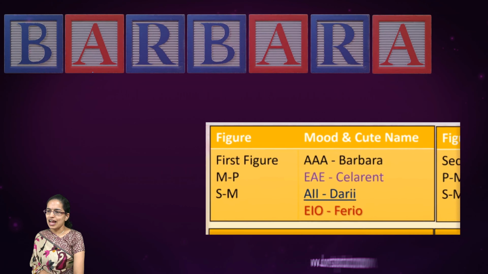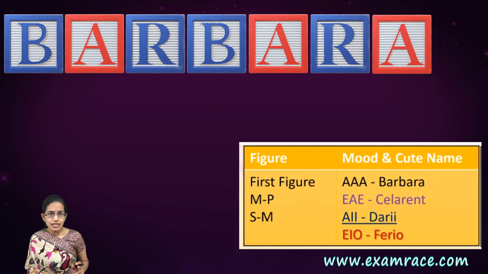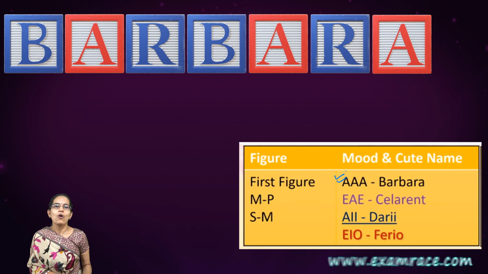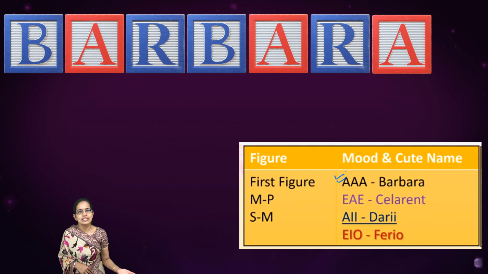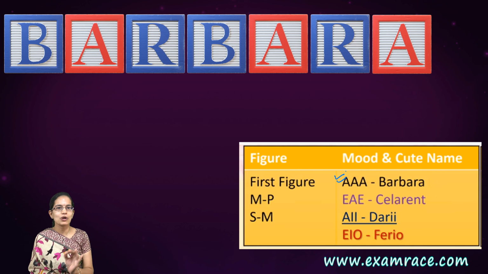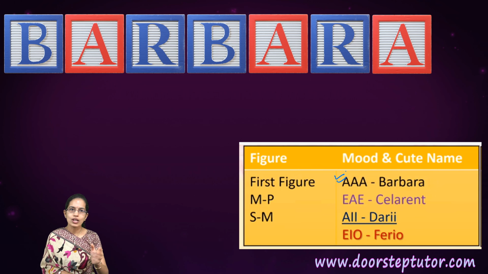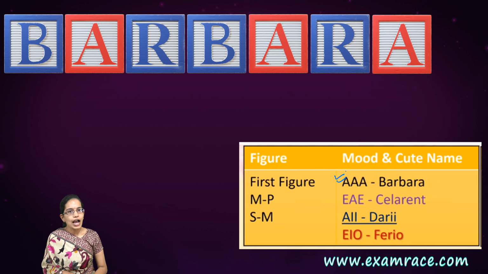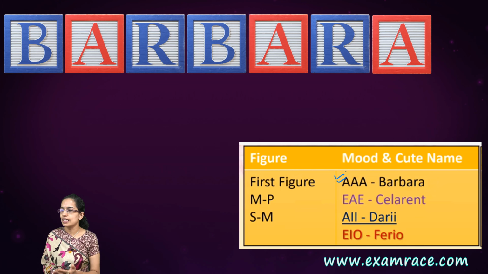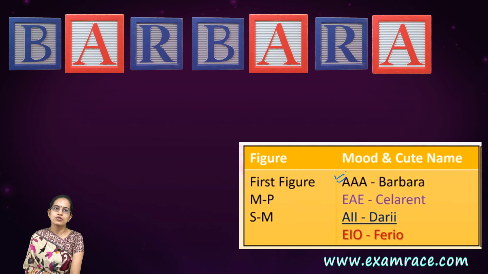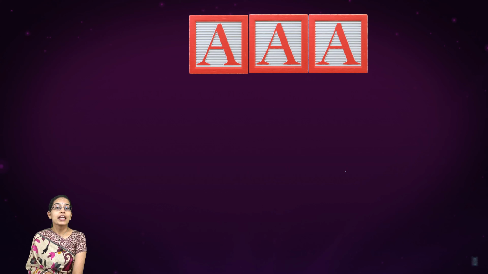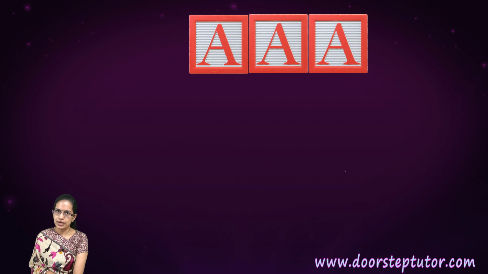So let's understand the very first one. In the first figure you have AAA, which is Barbara. Now, we already know what the vowels are: A, E, I, O and U. Here we don't have any U. We only have A for all, E for no, I for some and O for some not. So what would happen here is I simply remove the consonants and what I have is AAA. So that is AAA1, which is Barbara.